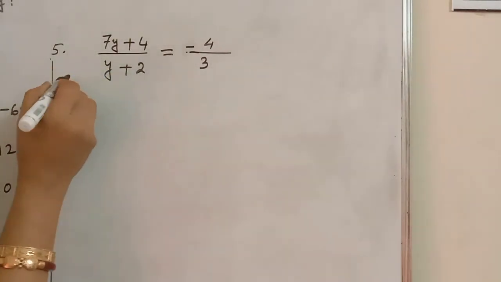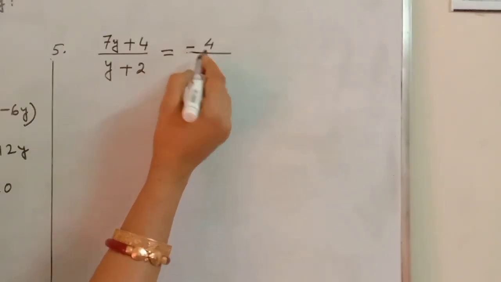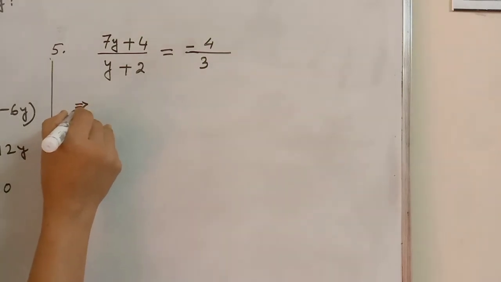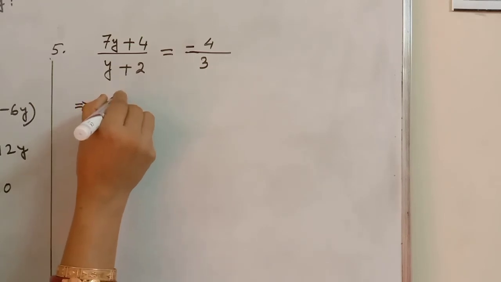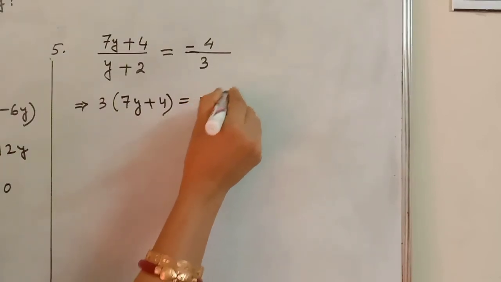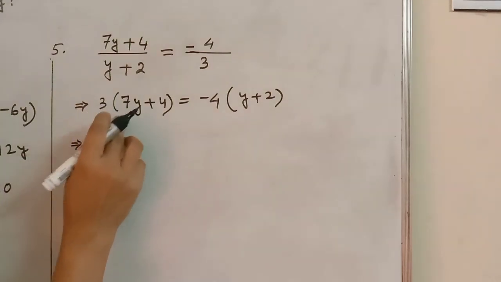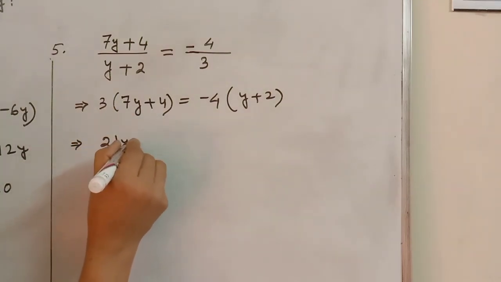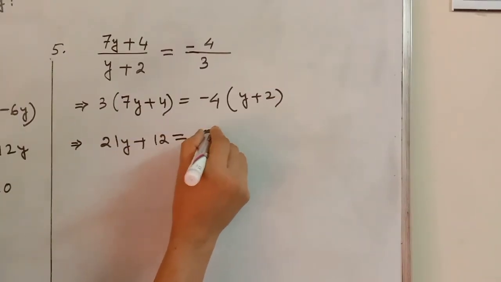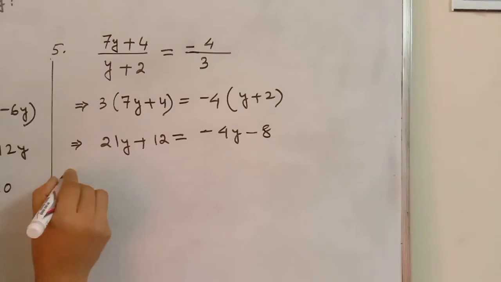Now question number 5. This is (7y + 4)/(y + 2) = -4/3. Again cross multiplication, do this one only. 3 into (7y + 4) equal to -4 into (y + 2). Multiply 3 into 7, 21y + 3 4s are 12, equal to -4 into y, -4y, minus plus minus, -4 2s are -8.